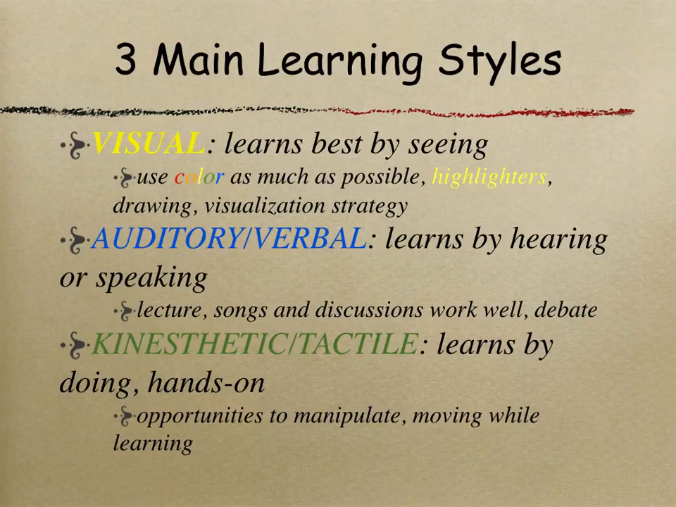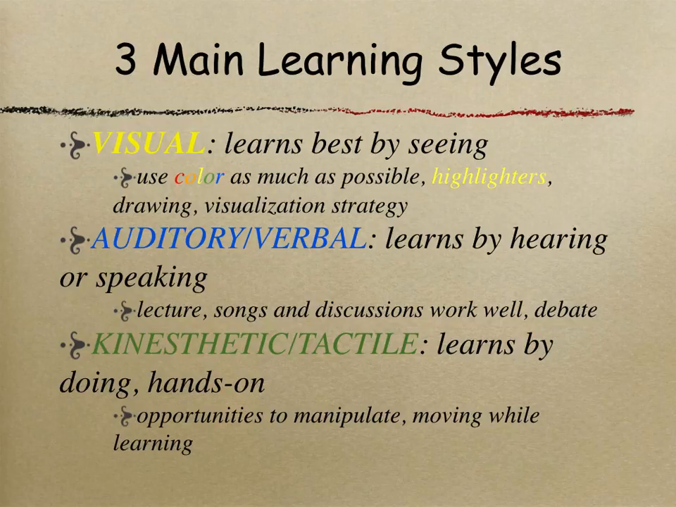There are three main learning styles, and I make my students aware of this very early on in the year, that with every unit that I teach, I am trying to support these three main learning styles. So your visual learner learns best by seeing. And that means using colors. I use color as much as possible, having them use highlighters, drawing, types of visualization strategies.